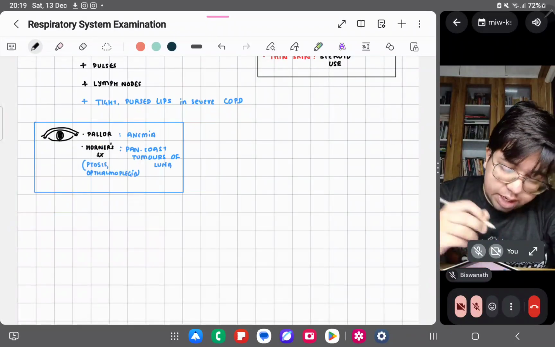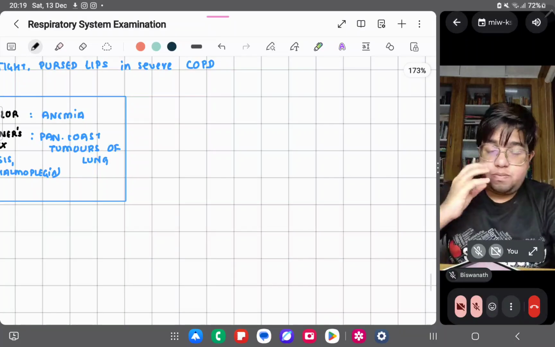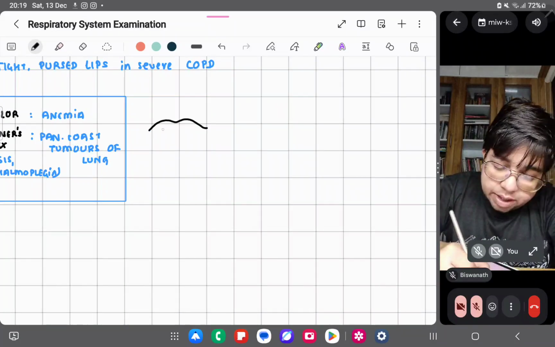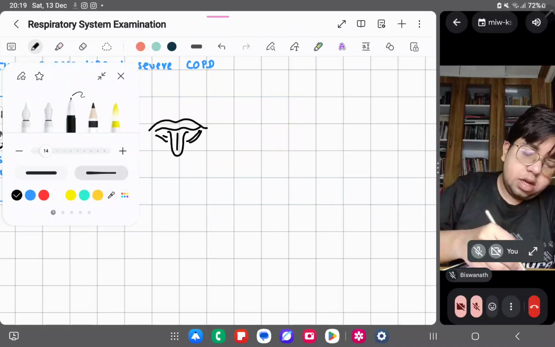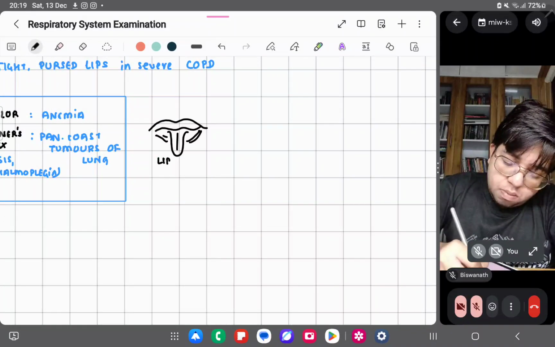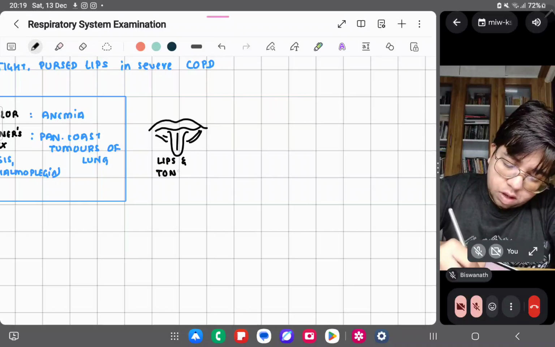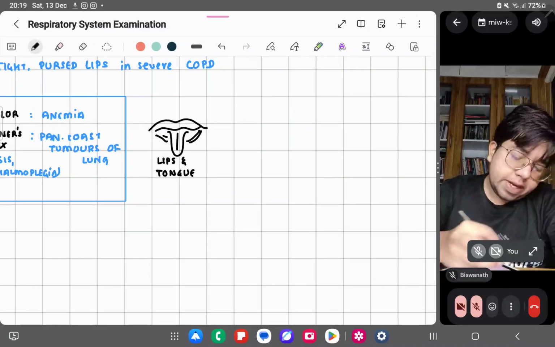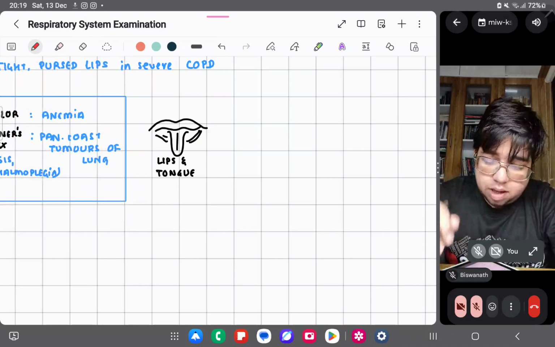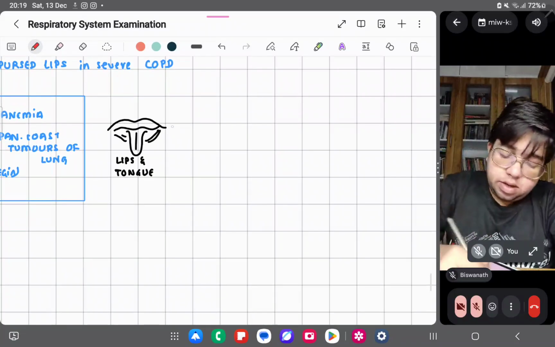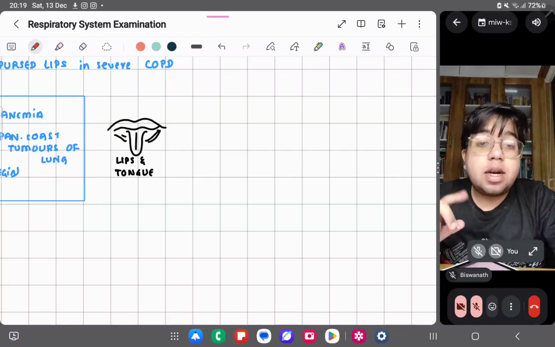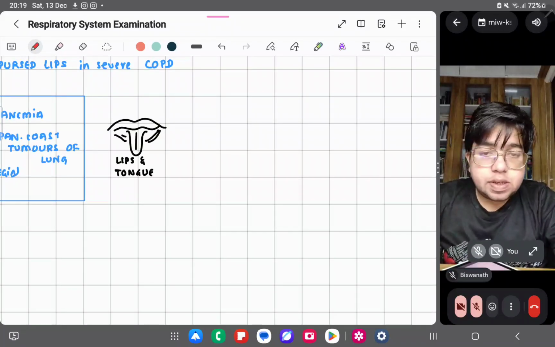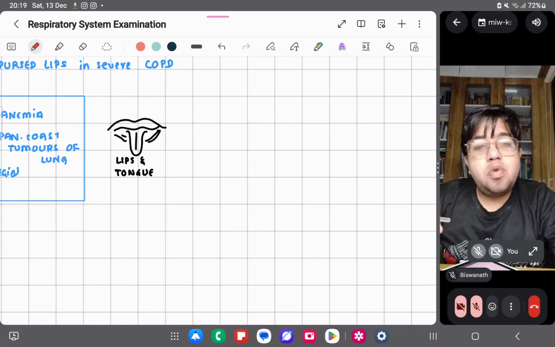Now let's come to any other thing. You can examine the lips and the tongue. Don't think of it as the fallopian tube and the uterus, OBG people. This is your lip and your tongue. Lips and tongue will indicate cyanosis, some degrees of cyanosis. You can get to know from this.